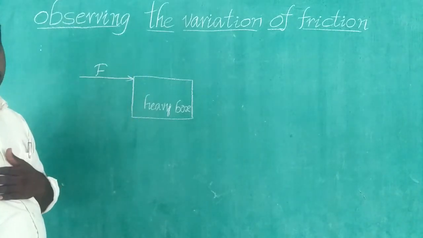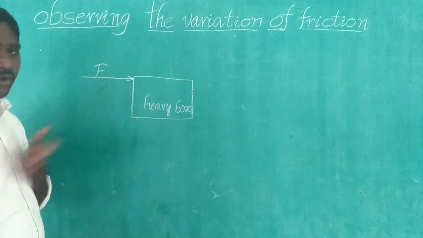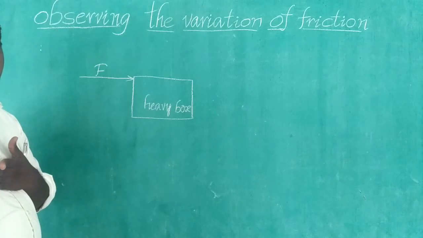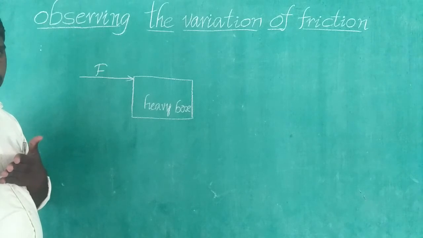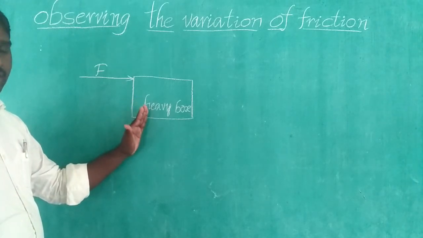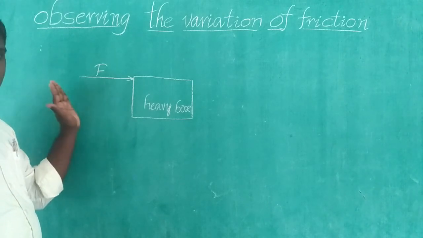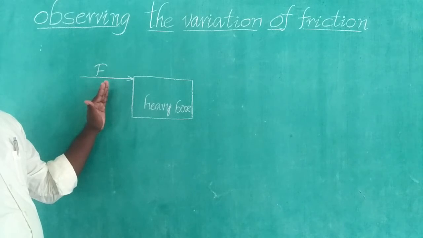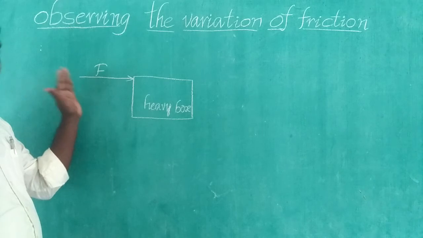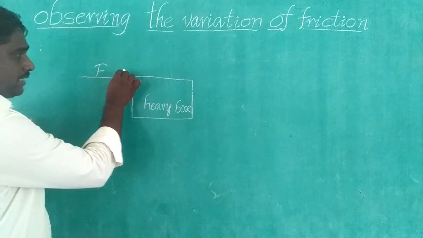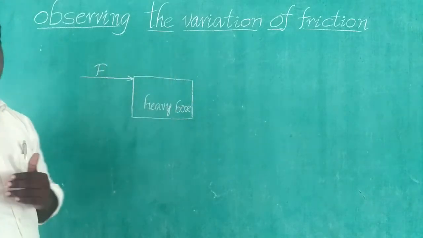What happens? We observe that this box does not move. Why? Because of the force of friction. So, the heavy box can also apply an equivalent force opposite to the applied force. This F is the applied force, in which direction? That is to the west direction, and R is in the right direction.